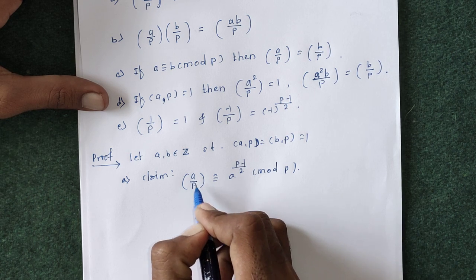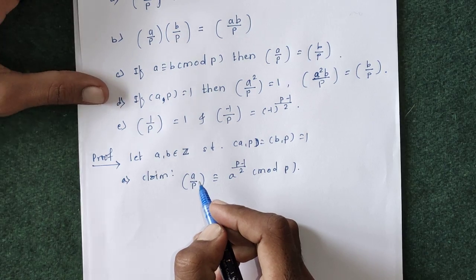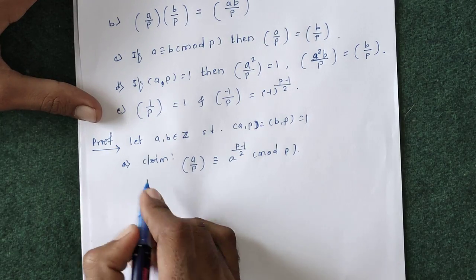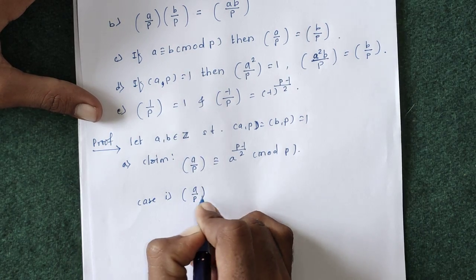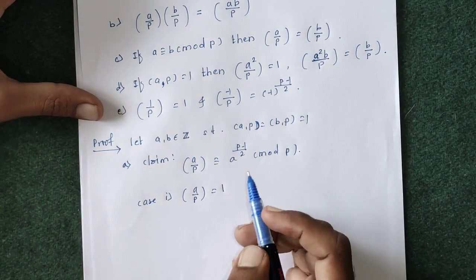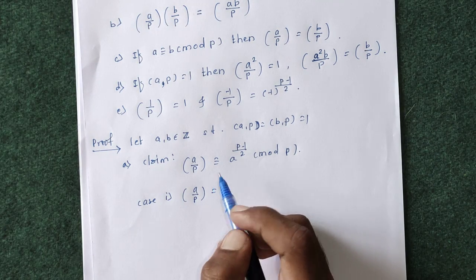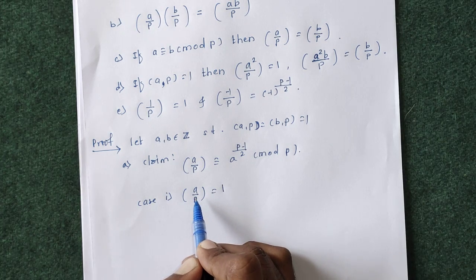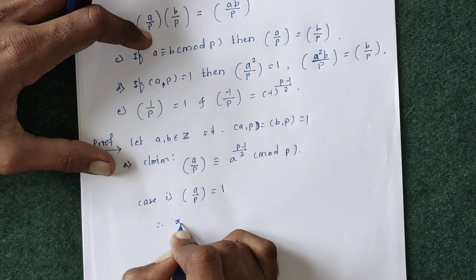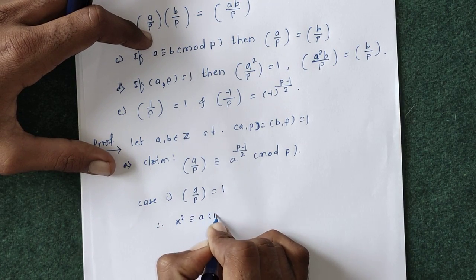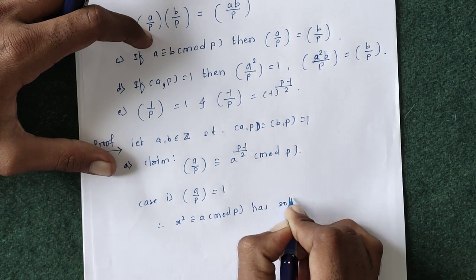First possibility is Legendre symbol of A and P is equal to 1, and second possibility is Legendre symbol of A and P is equal to minus 1. So here we are going to consider two cases. First case, if Legendre symbol of A and P is equal to 1, then by definition of Legendre symbol we have the congruence x square is congruent to A mod P has a solution.